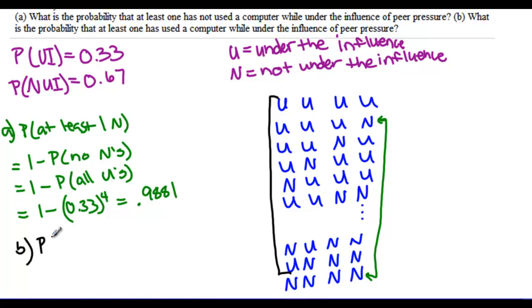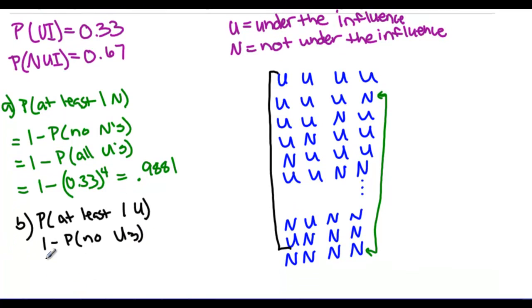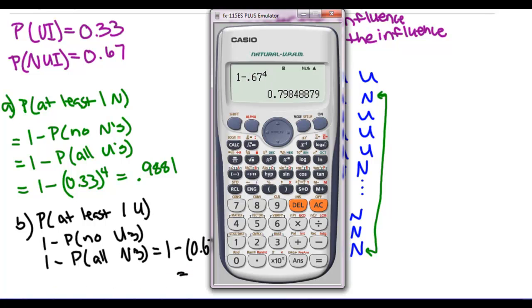So the probability of at least one U is going to be the same as 1 minus the probability of no U's. And in this case, that's going to be the same as the probability of all N's. So that's going to be 1 minus the probability of an N, which is 0.67, to the fourth power. So we're going to get 0.7985.